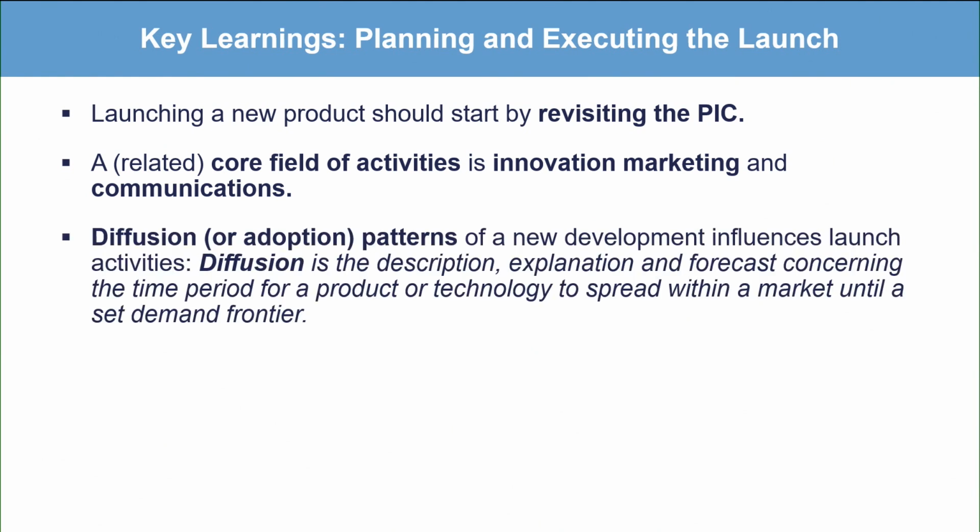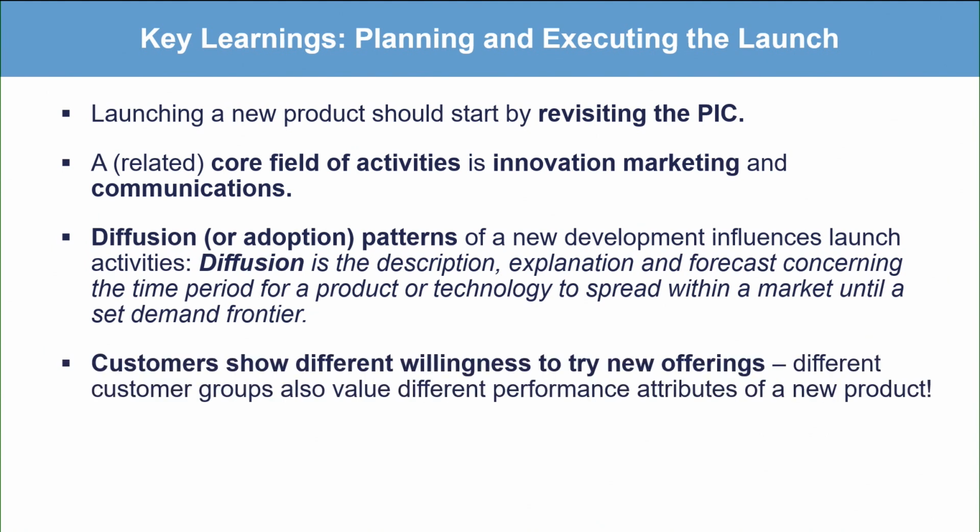You also should really know what diffusion is, or adoption, how this influences and why diffusion curves have these specific characteristics, but often just in the textbook. As we saw in reality, they really sometimes look very differently. You also should have learned that customers really show different levels of willingness to try new offerings. And that different customer groups also value different performance attributes of a new product differently. That was what Moore told us with this metaphor of crossing the chasm.